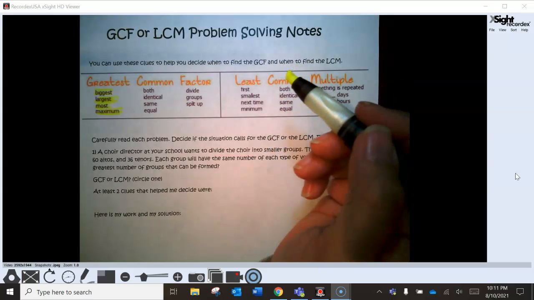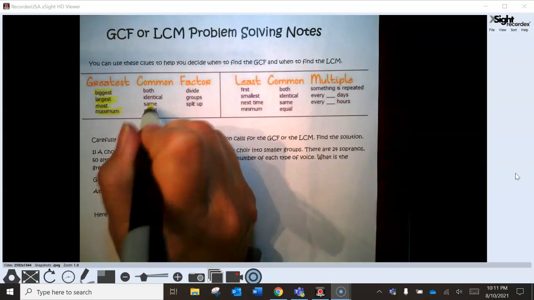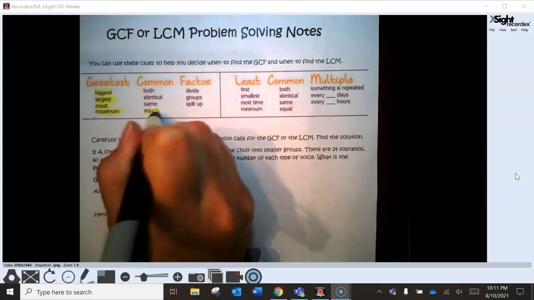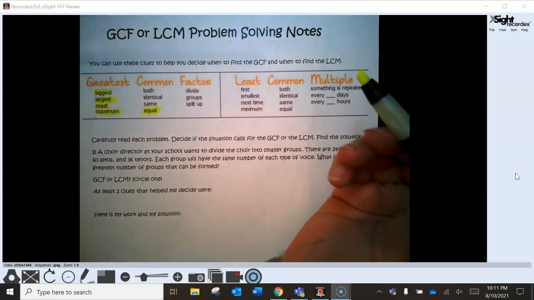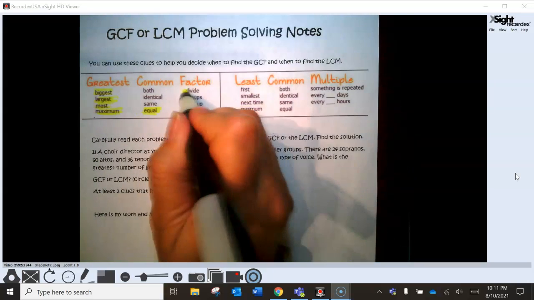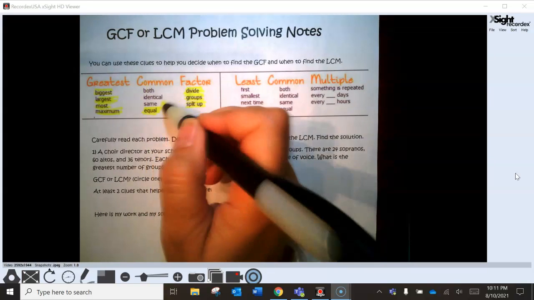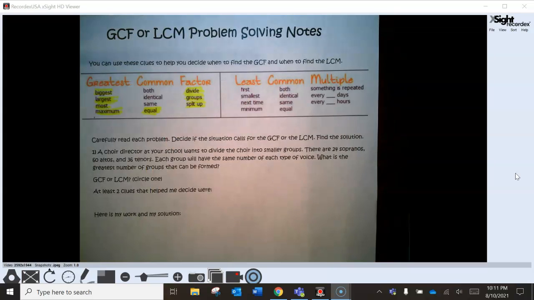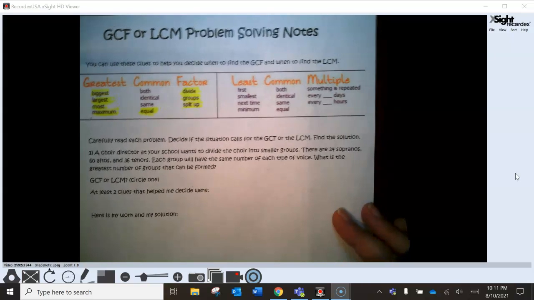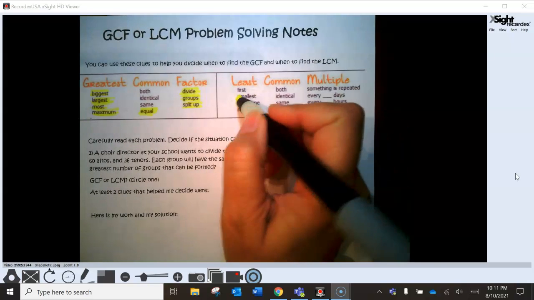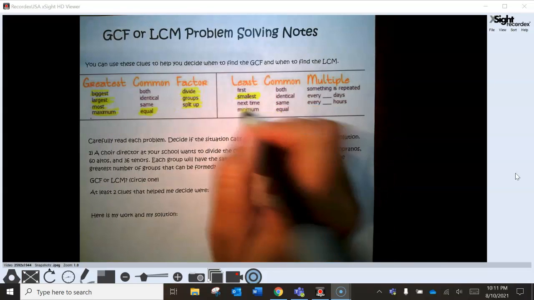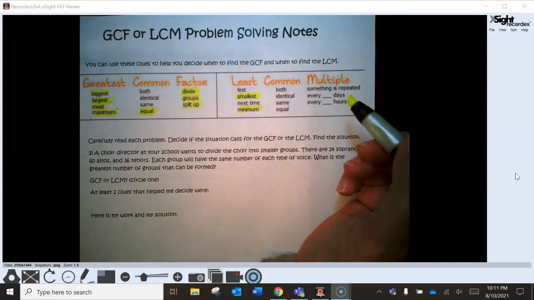Other ones that are not quite as obvious are that we're talking about something into equal parts, we're dividing it into groups, or we're splitting it up. Now these also work, but the ones I've highlighted are the most common ones for greatest common factor. Moving on to least common multiple, these are synonyms for least, the smallest, and the minimum.